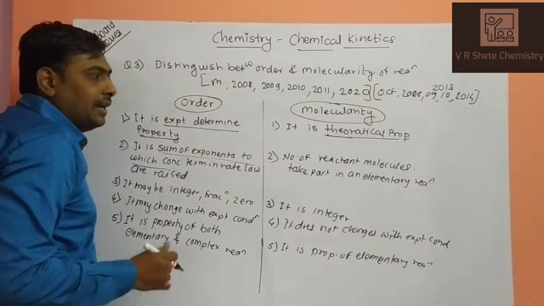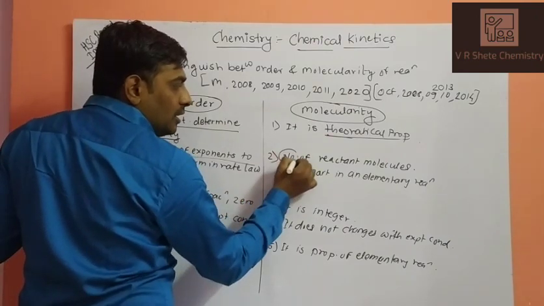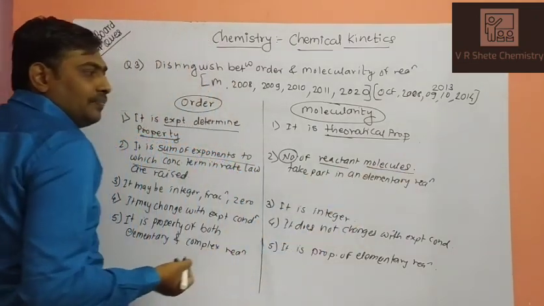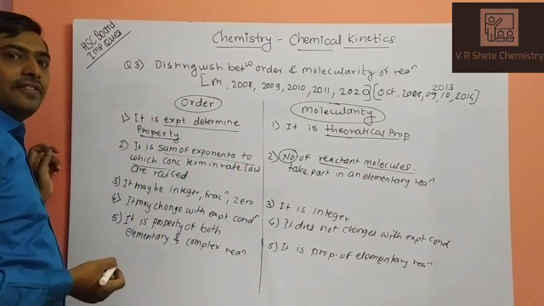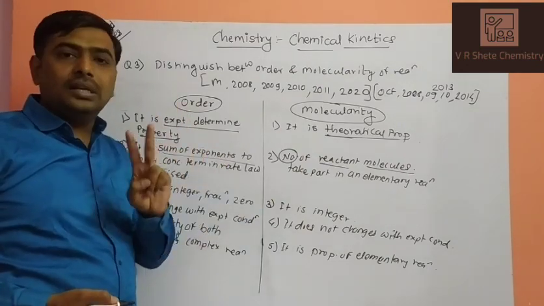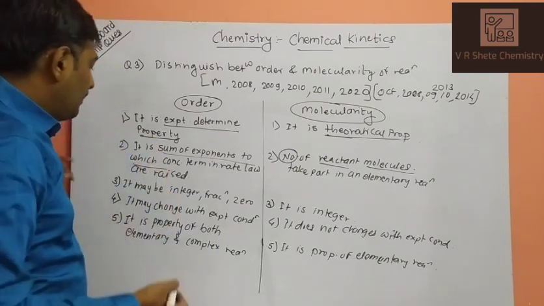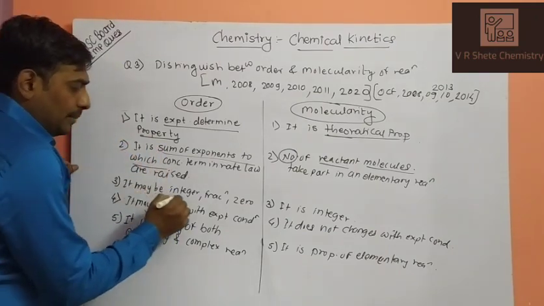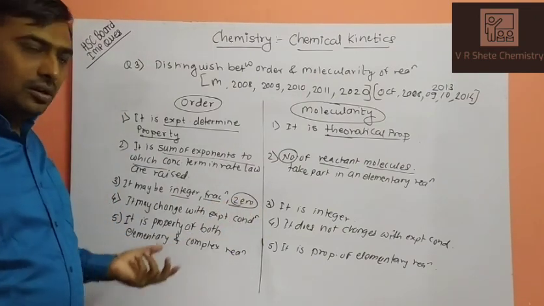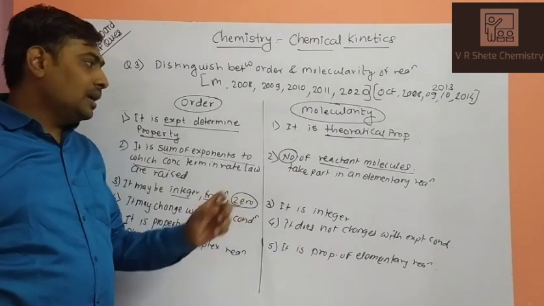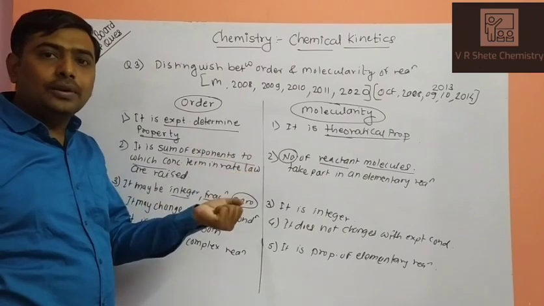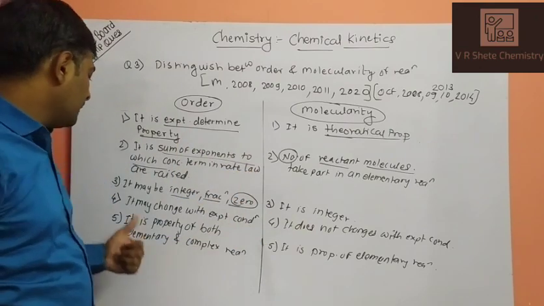But what is molecularity? Very important: it is the number of reactant molecules taking part in the elementary reaction. If A plus B, two molecules take part in the reaction, then the molecularity of the reaction is 2. Very important: order may be an integer, fraction or 0. We have already discussed zero order and first order. But molecularity can never be 0. We cannot say 0 molecules react with 0 molecules. It is always an integer.